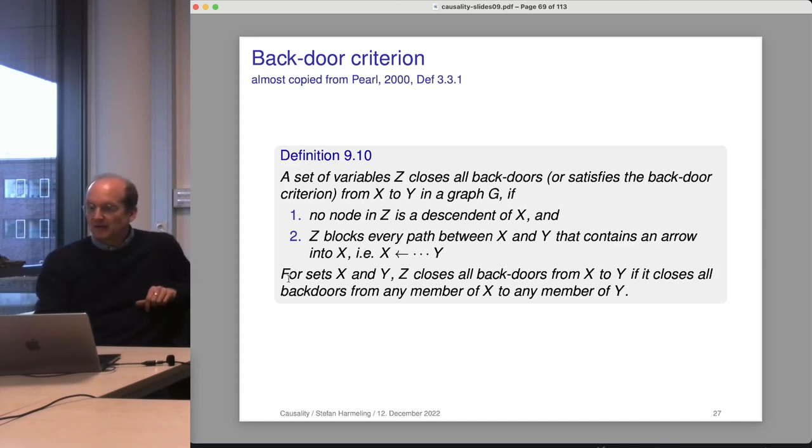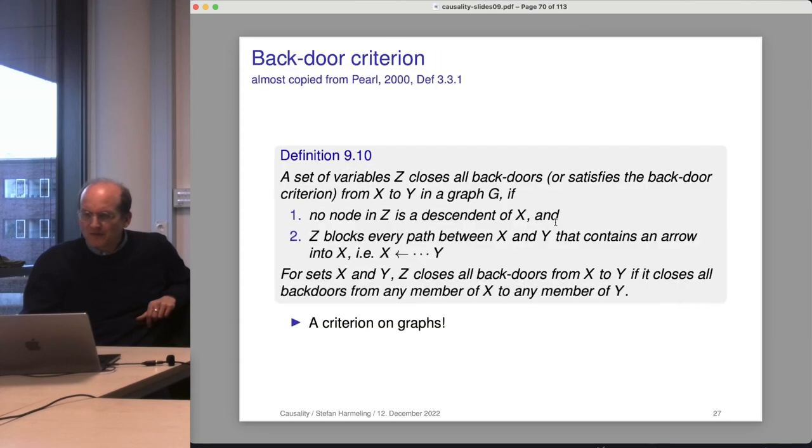However, there's some other thing. So no node in Z is a descendant of X. And I think that is a problem. So how is that to understand? Maybe we could try to draw a picture for that one. So what about the first condition? No node of Z is the descendant of X.